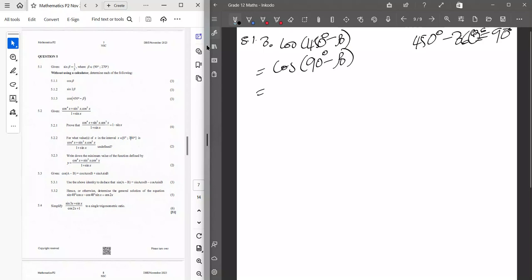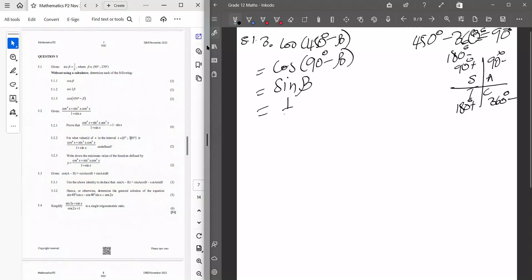Now, using your CAST diagram, it's important to remember: All Students Take Coffee. This is 90 minus, this is 90 plus or 180 degrees minus, this is 180 degrees plus, and this is 360 degrees minus. Now, in the 90 minus, cosine is positive, but because of the 90, cosine has to change to sine. This becomes sine beta. Therefore, what is our answer? It is simply 1/3.